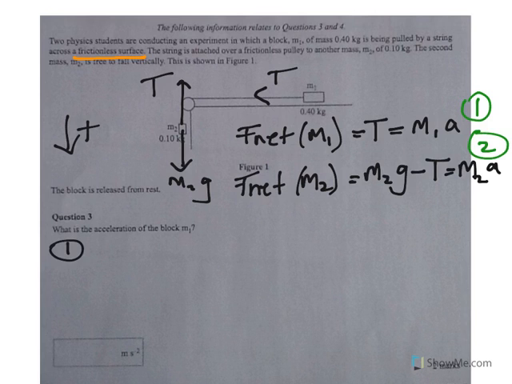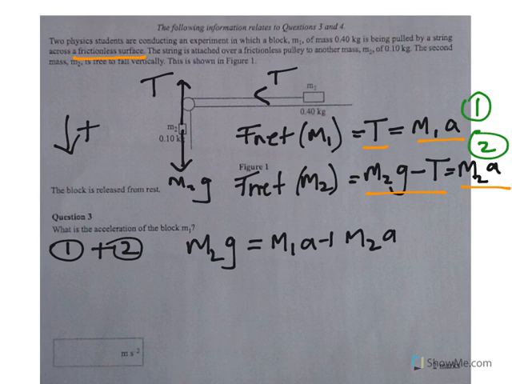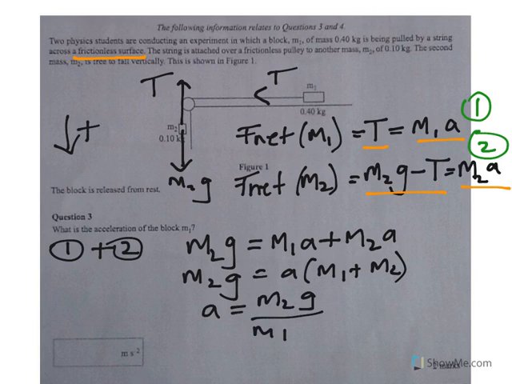If I add equations 1 and 2, the left-hand side, here's my left-hand side and my other left-hand side. If I add those two together, I basically get m2g. The T's will cancel. My right-hand side, my two right-hand sides, are going to be m1a plus m2a. I have a common factor of a, and so a will equal m2g divided by m1 plus m2.